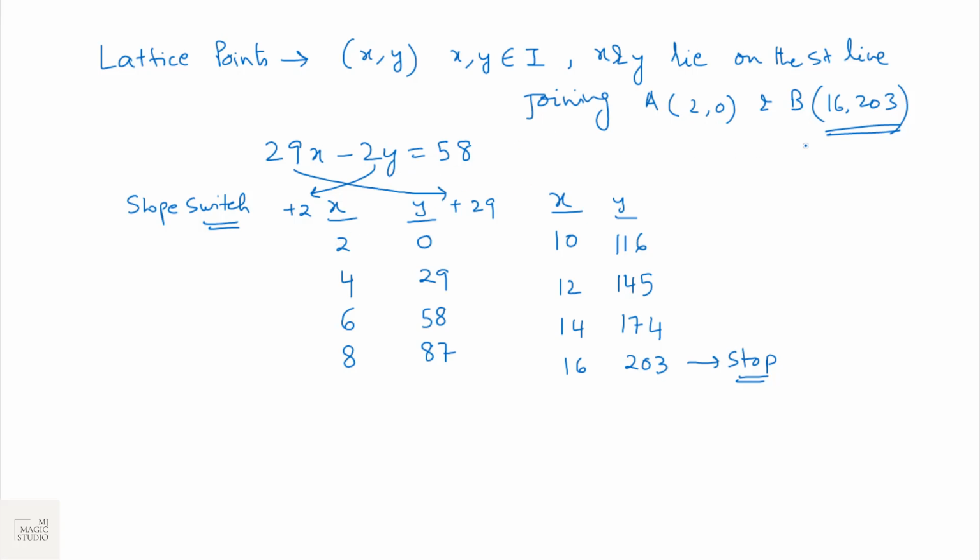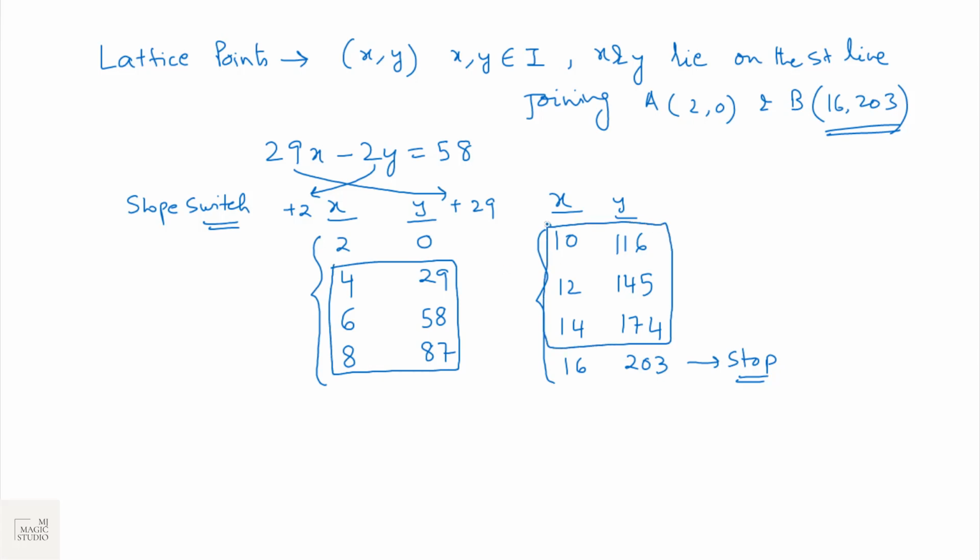So from A to B, there are 8 points where both are integral solutions. And these 8 points lie on this straight line 29x minus 2y equals 58. If the question is what are the lattice points between these 2 points, our answer should be 3 plus 3, 6. But if the question is what are the lattice points on this line, including both the points, then our answer is 8. Let's take up one more example to understand the slope switching concept very clearly.